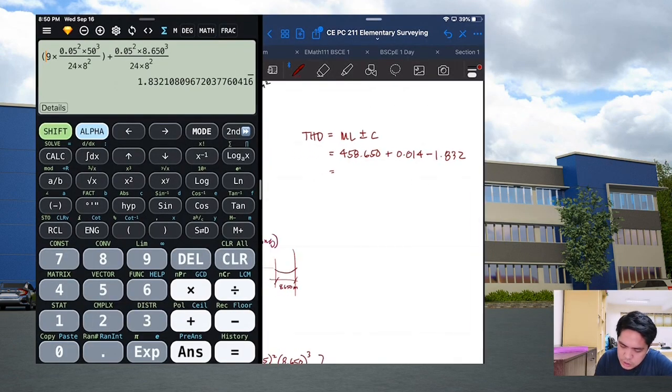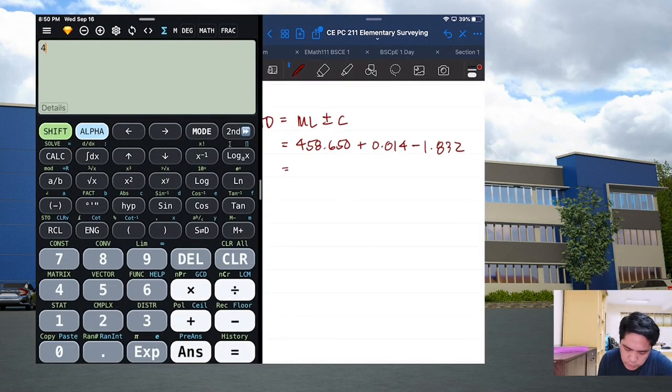So let's use a calculator to determine that. So that's 458.650 plus 0.014 minus 1.832. And this is our answer. 456.832. That's in meters. Yan. So that's our answer.